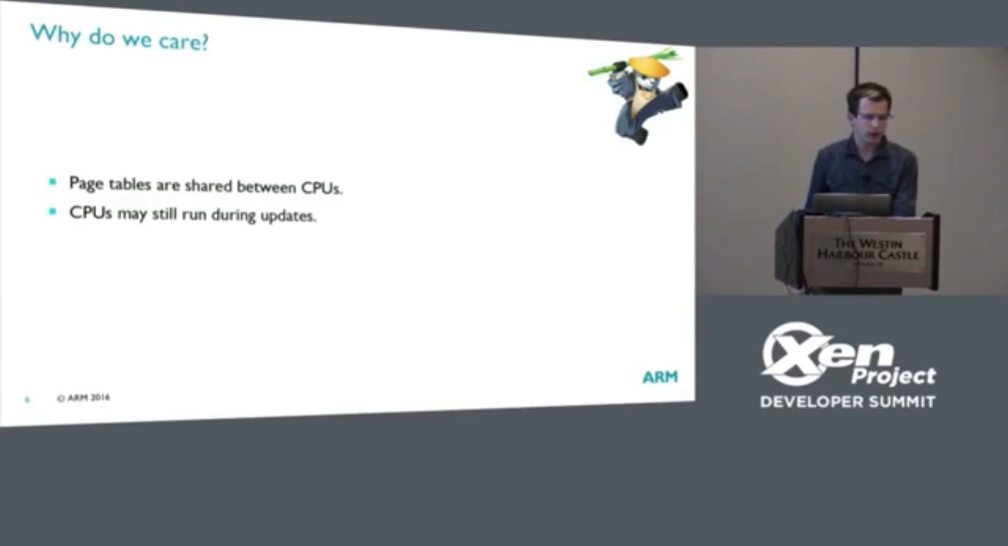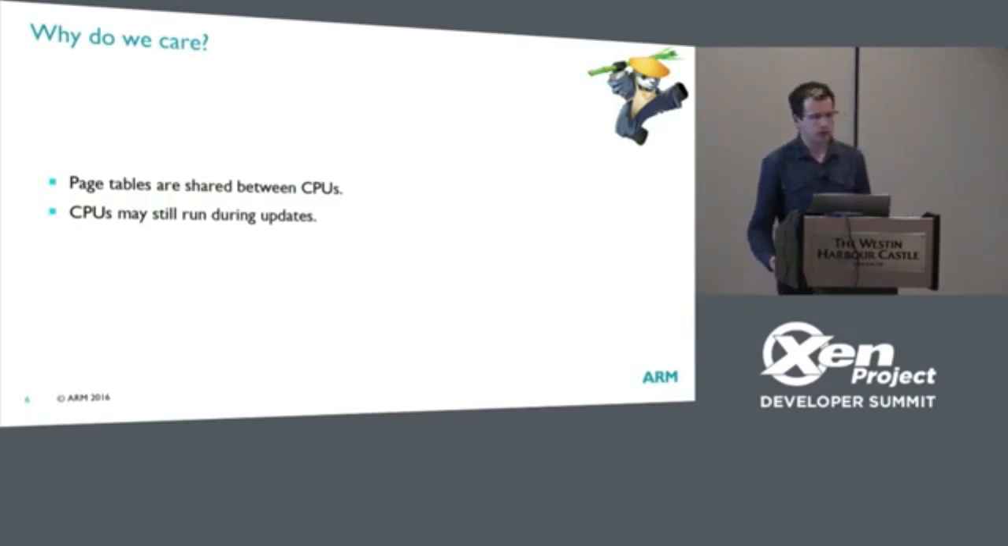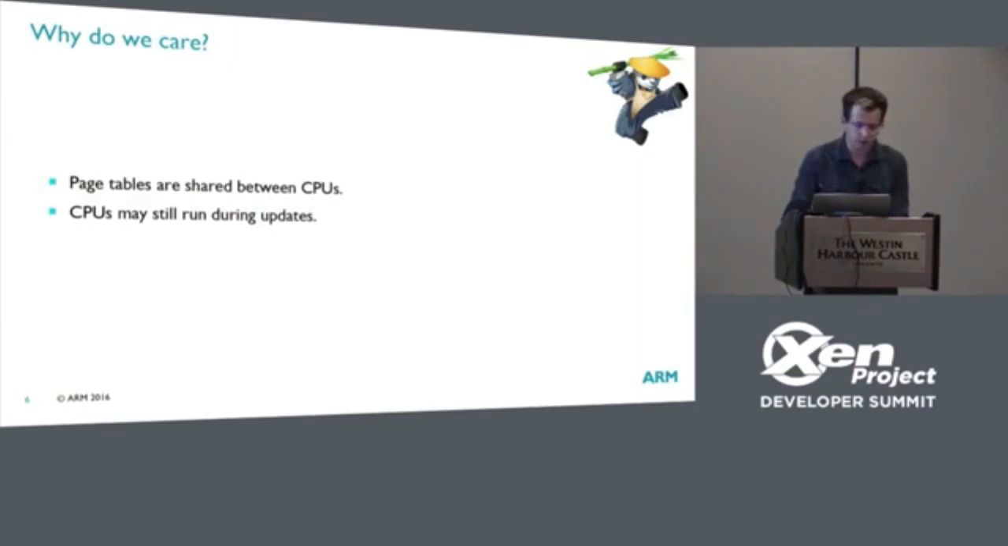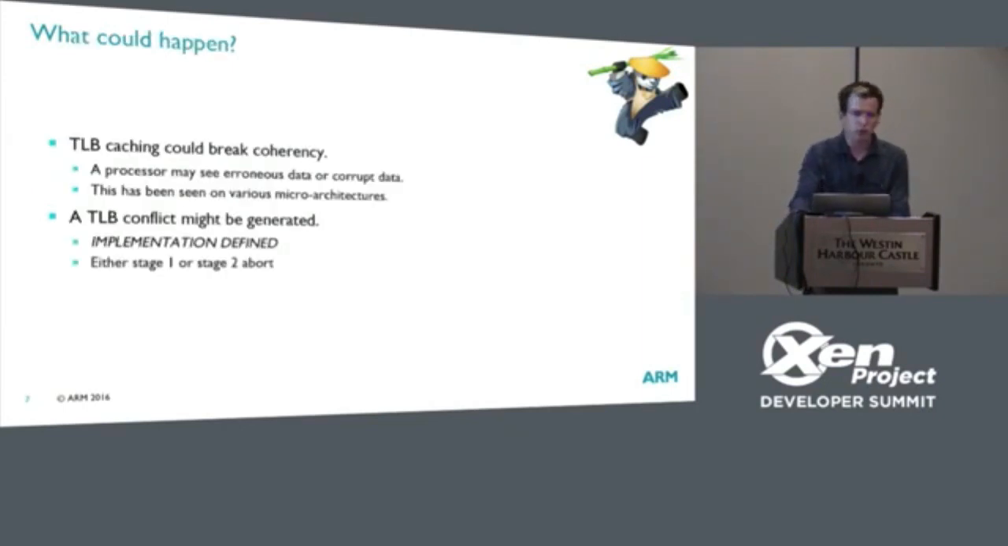So why do we care? Page tables are shared. When you run a guest, the stage 2 page tables are shared between different vCPUs. The hypervisor page tables may be shared between different CPUs. So when you do an update, you can't stop all the CPUs. CPUs may still be using the page tables, so we have to be careful about how we modify them. If you don't respect the break-before-make sequence, really bad things could happen, like it could break the coherency of the platform.